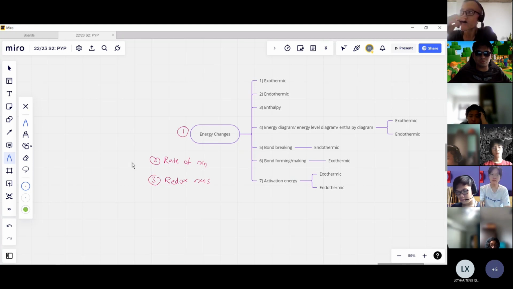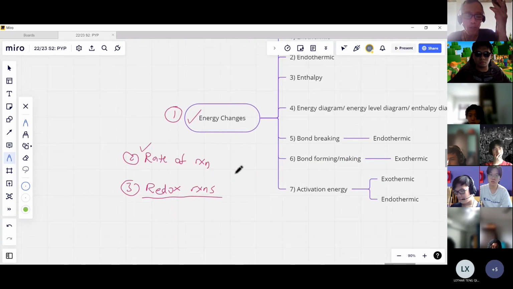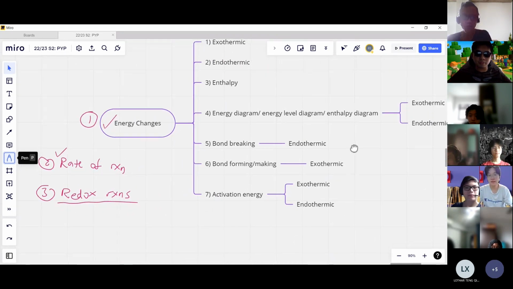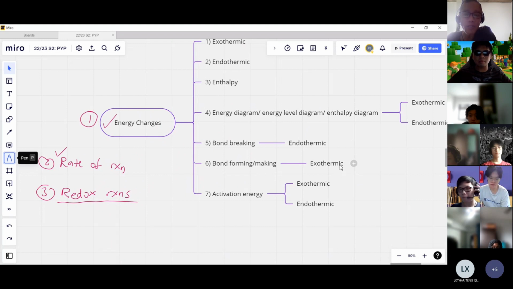Now, right off, I have to let you know the hardest topic, based on experience so far, will be this one, redox reactions. That is why we leave it to the last. For energy changes and rate of reaction, I expect everyone to do very well for these 2 topics, because they are considered the easiest for this whole semester. But of course, as per normal, if you have any questions along the way, just voice out and ask, or you can type in the chat box, even though I can't be looking at the chat box all the time. Now, back to energy changes.